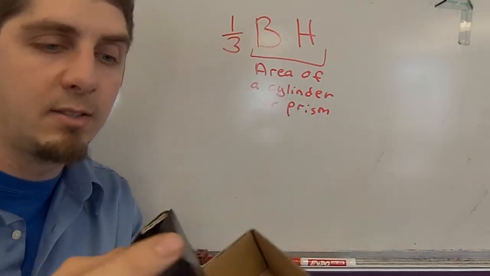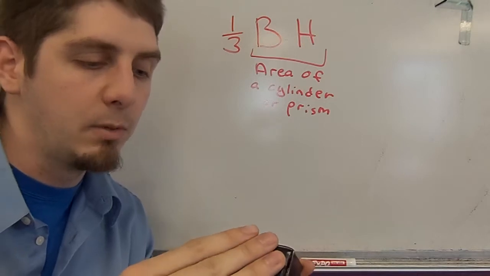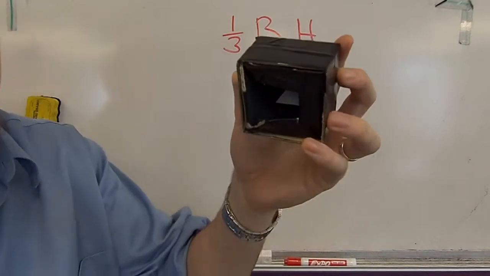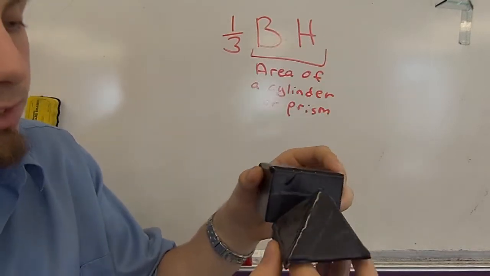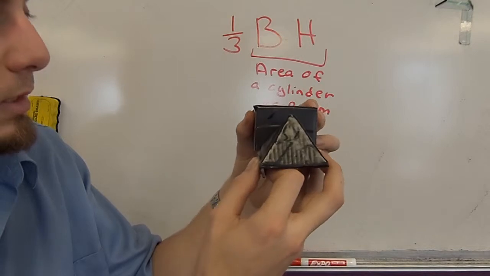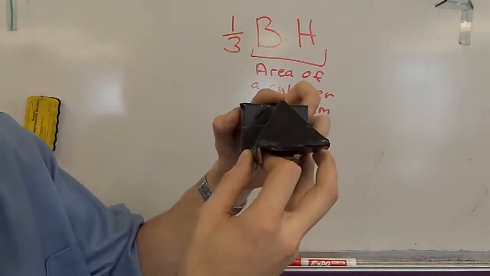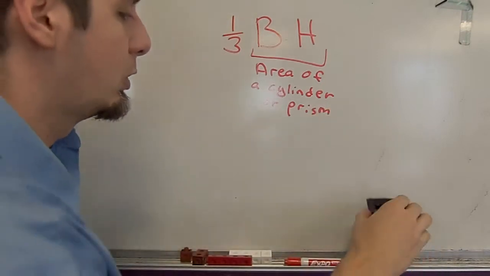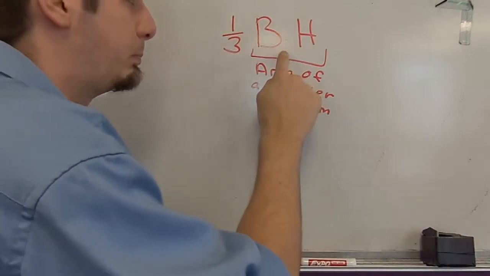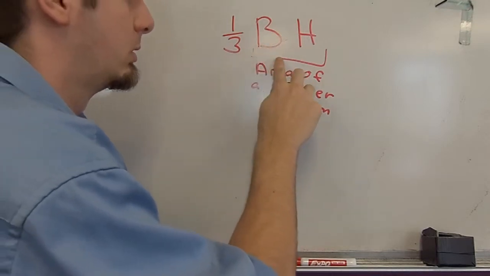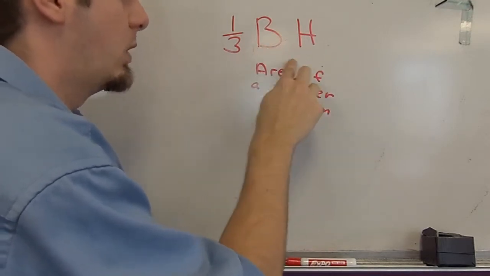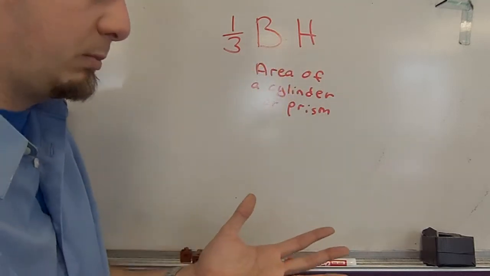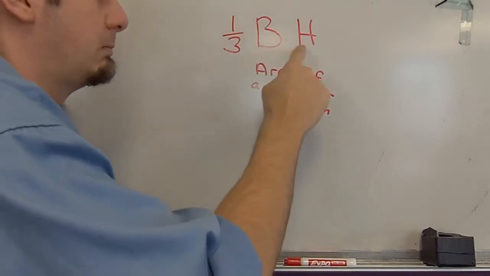And this is the prism that has the same base and height. You can see that this prism has the same base, and it's also got the same height. I don't know if I'm lining that up correctly, but you can see that they do actually have the same height. So all this is telling us is that pyramids and cones have 1/3 the volume of either a prism or a cylinder with the same base and height.